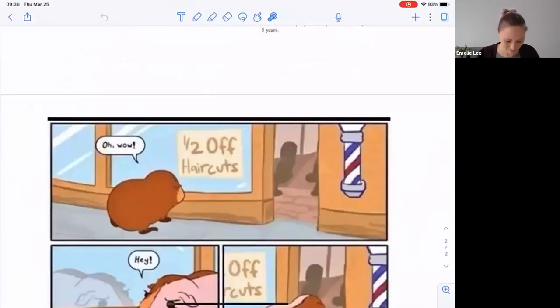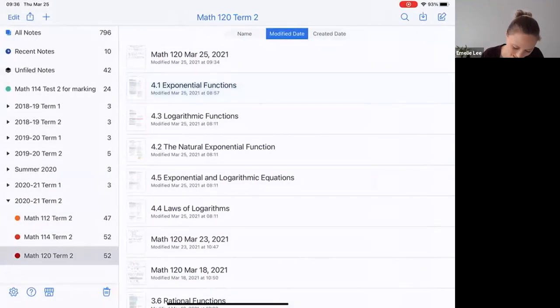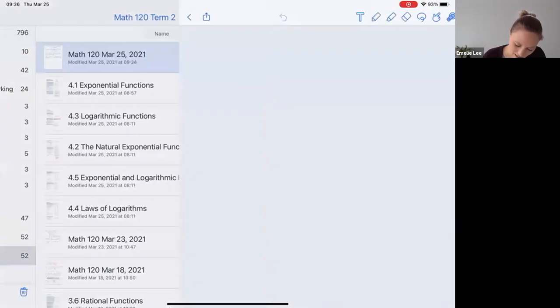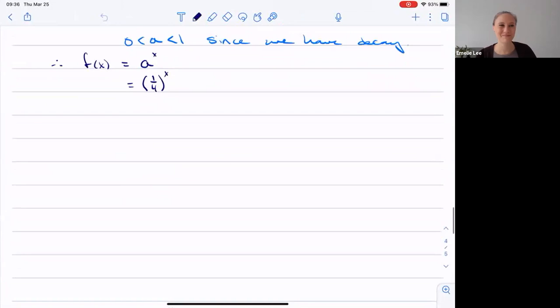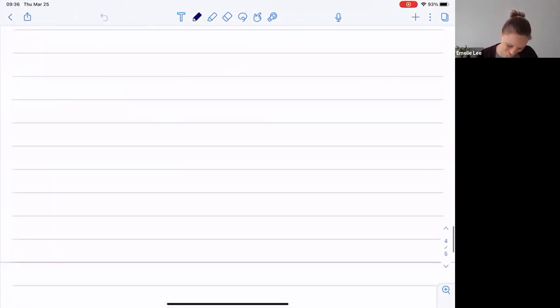So, anyways, there's that. I'll put it on the next page. 4.2 is kind of a special case of the exponential function. It's the natural exponential function.